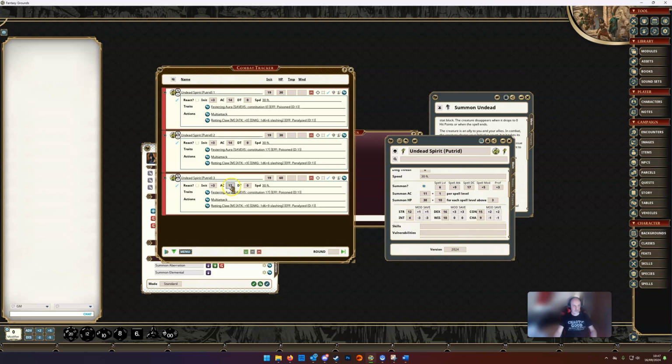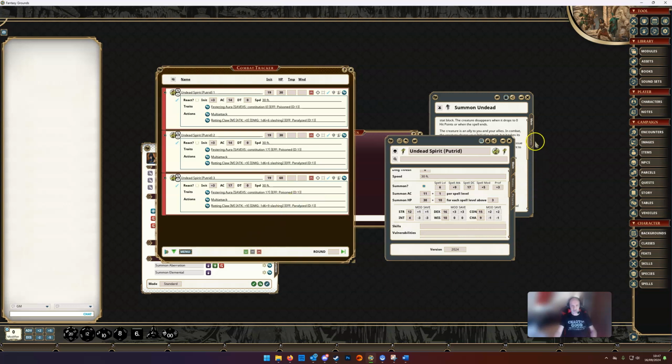We can see that the creature now has a bit more. Let's open it up first. It's got a bit more in the way of armor class and hit points because of the increases to the hit points and armor class by the spell level. And we've got all the Constitution saves and the attacks and everything like that are all in there correctly.